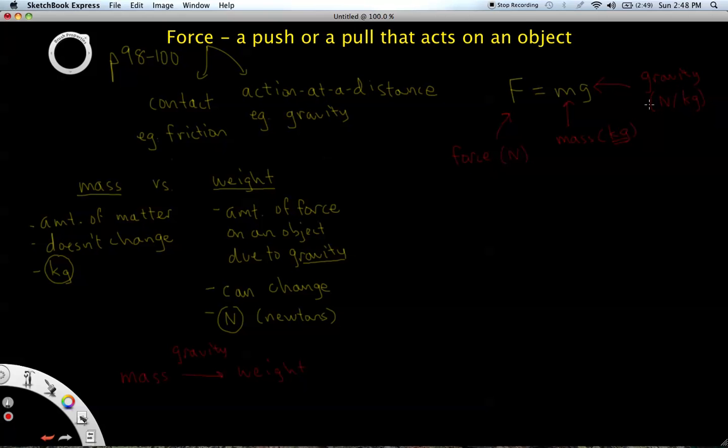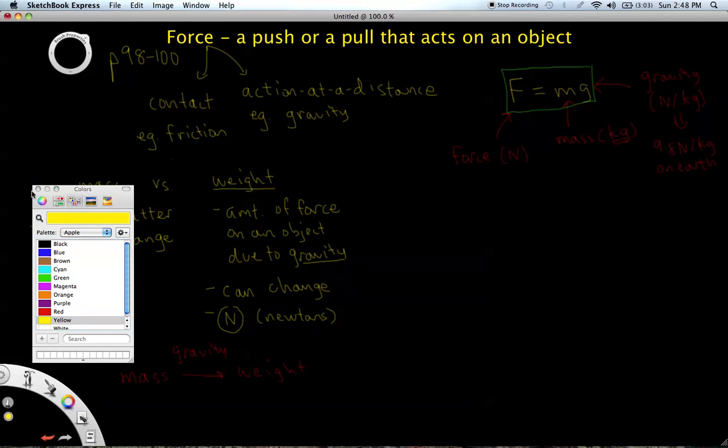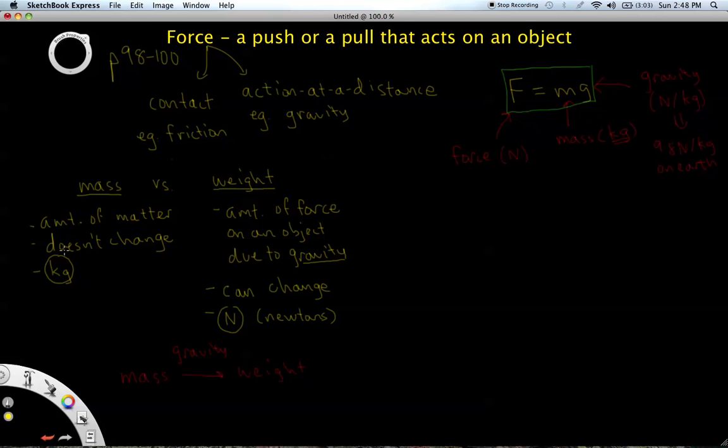Now, if it's on Earth, and a lot of the calculations will involve gravity on Earth, then that's going to be 9.8 newtons per kilogram on Earth. Okay, so let's put a box around this one. F equals mg. That's the one we're really focusing on. Now let's go back to yellow. Let me show you a few sample calculations.